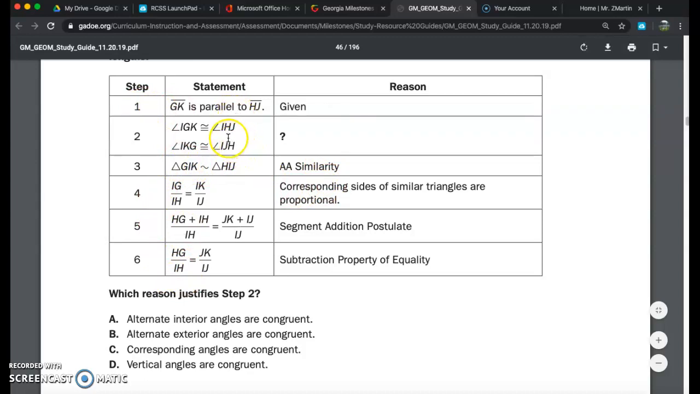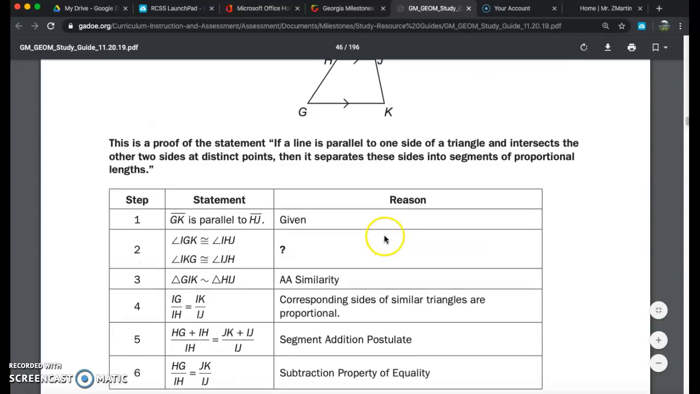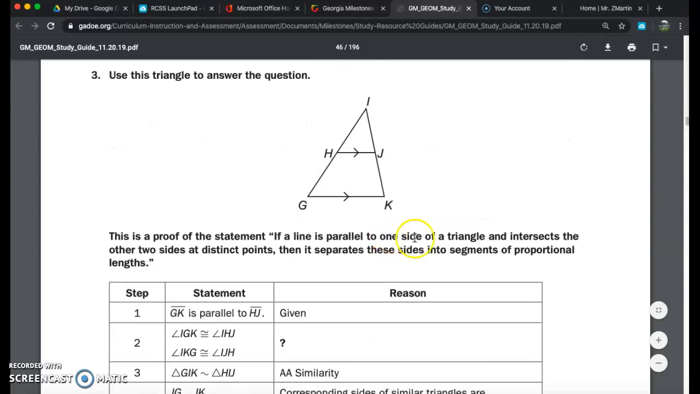To be quite honest, you don't even really need to look at steps 3 through 6 or even step 1 to come up with a reason for the congruence between angle IGK and angle IHJ, as well as the congruence between the angle IKG and angle IJH. So let's look at the figure, and I bet you the figure will give us a clue as to why we could say that these two pairs of angles are congruent.